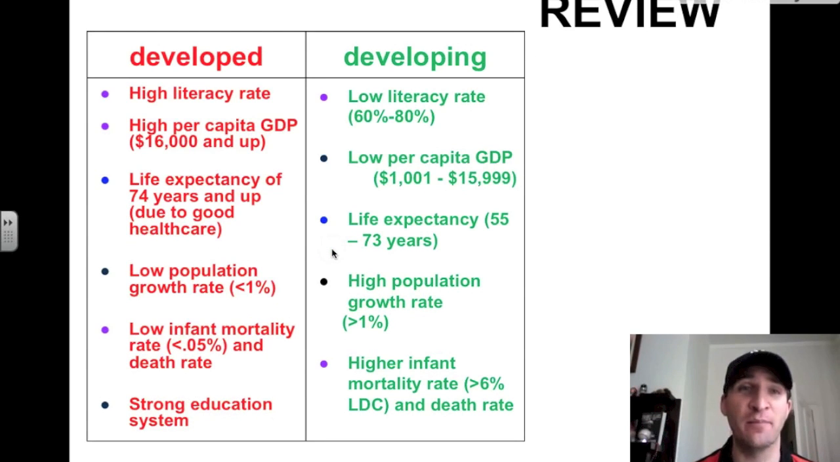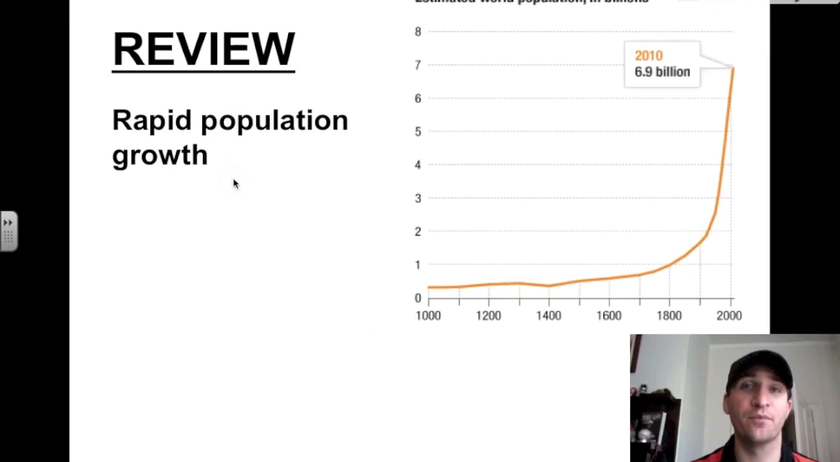Last lesson we talked about developed countries and developing countries. And we talked about the differences between these two. We talked about literacy rates, GDP, gross domestic product, and per capita GDP, the wealth of a nation. We talked about health issues involving life expectancy. We also talked about how rapidly our population is growing.